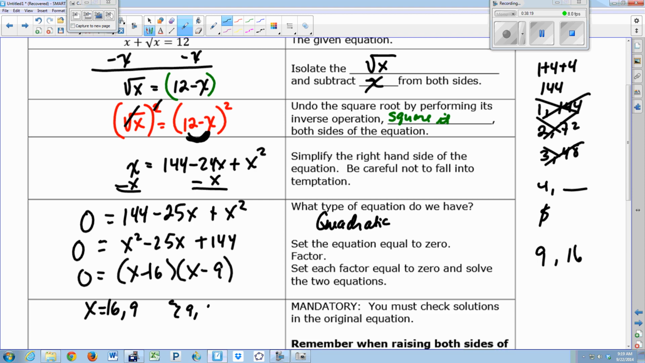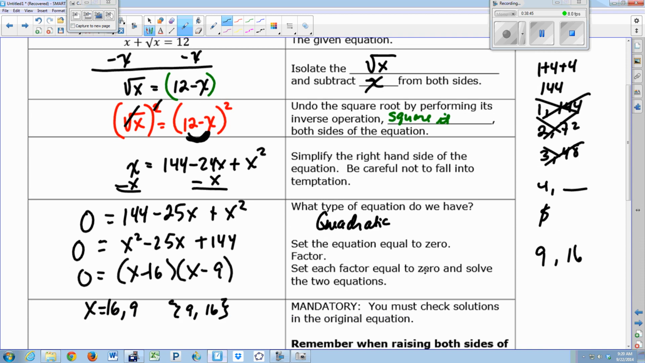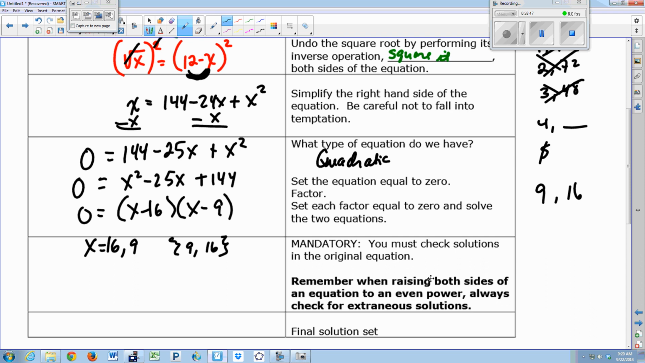So I would do this in my math lab, and you would get the wrong answer back. You'd get whatever it tells you when you're not correct. And the reason is right here. You have to check your solutions in the original equation way, way back before you squared, before you moved anything. So let's go back to the original equation, and let's check each one of these answers. So we had x plus the square root of x equaled 12. Is that right? Is that the original? So let's check each one.